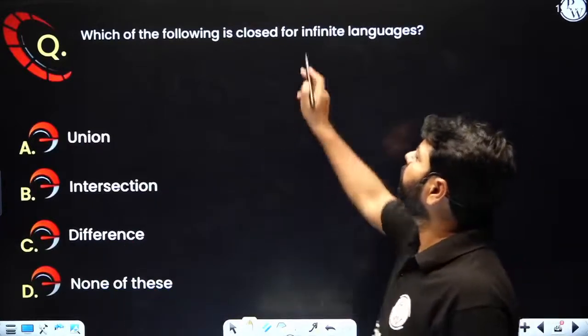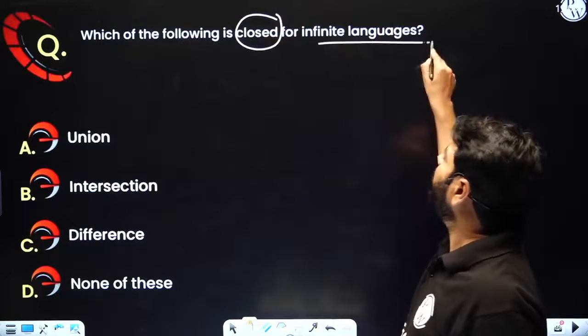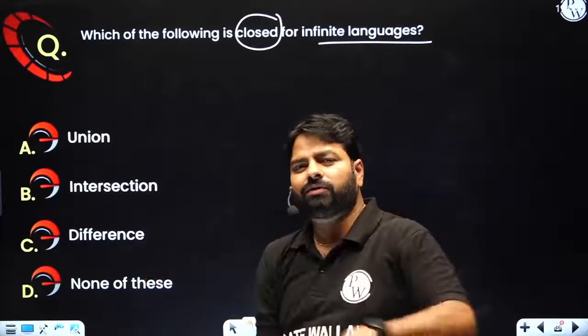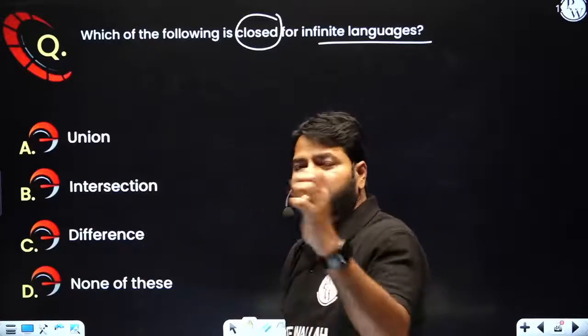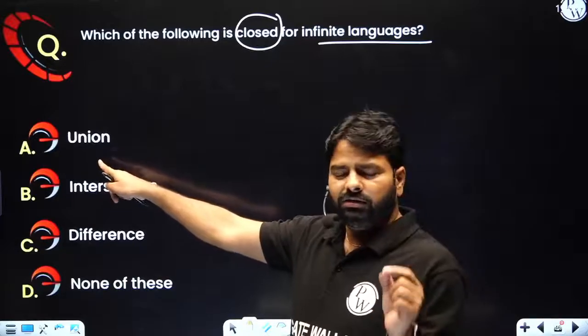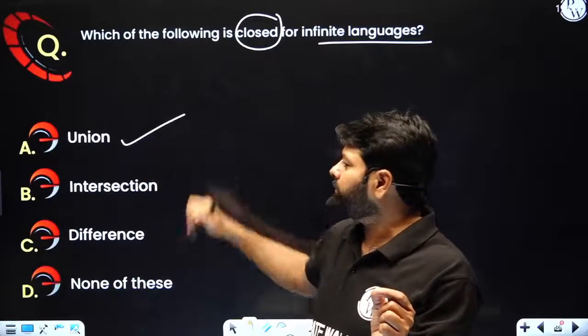Next, which of the following is closed for infinite languages? Now the domain is infinite languages. We have the domain in which only infinite sets are there. Union of infinite with infinite is definitely infinite, so closed.